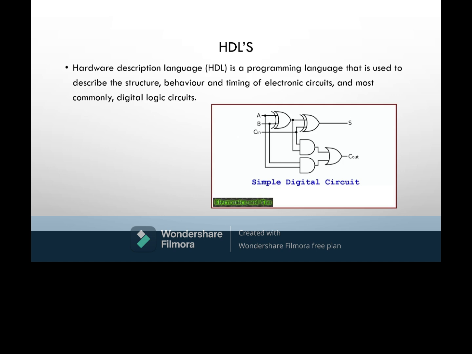HDLs are nothing but, before making the chip, before making the IC, we first design it in the form of language, in the form of software, and then we check it, and then we send it to the backend where the actual fabrication is done. Right, so this is about HDL. HDL is hardware description language. In simple form, it is nothing but hardware described in a text format.